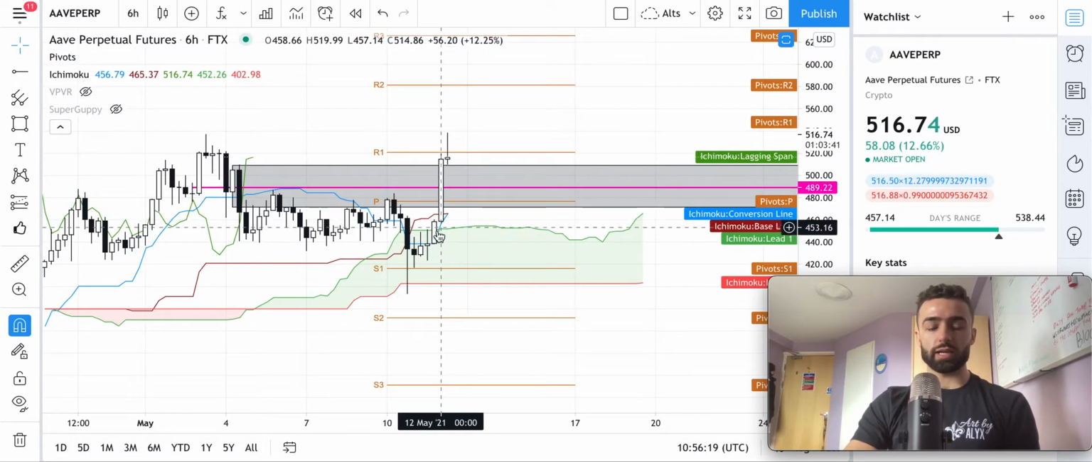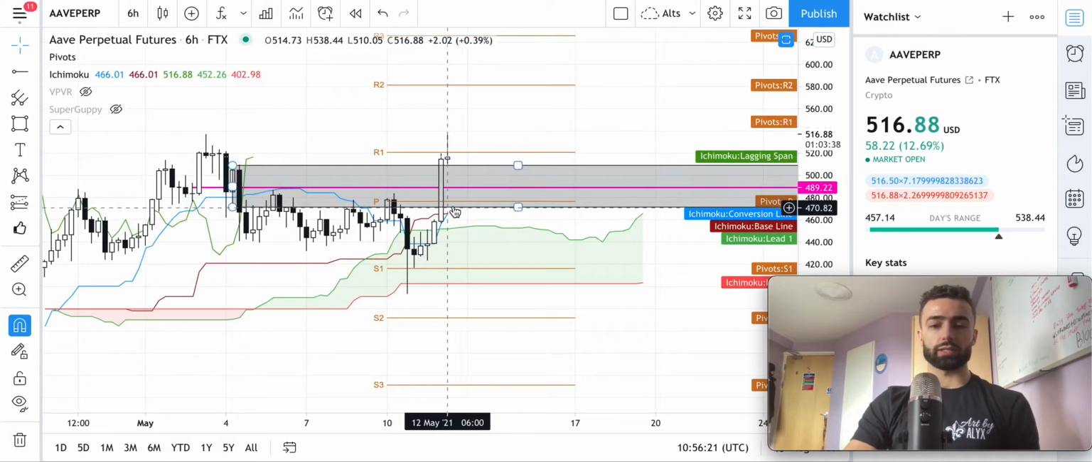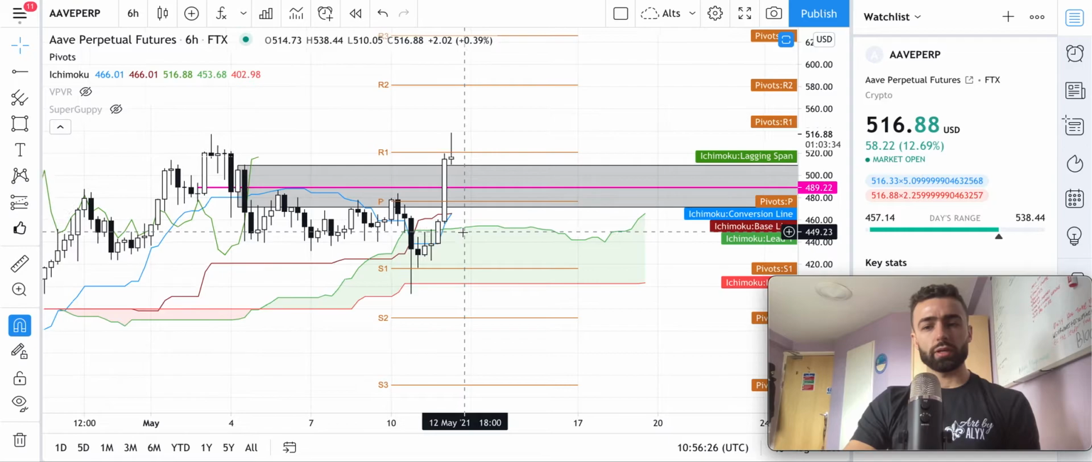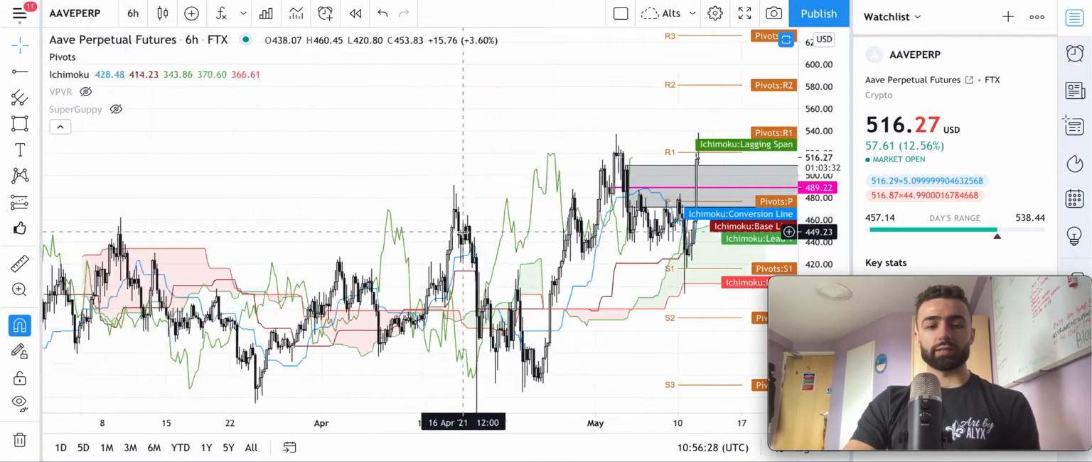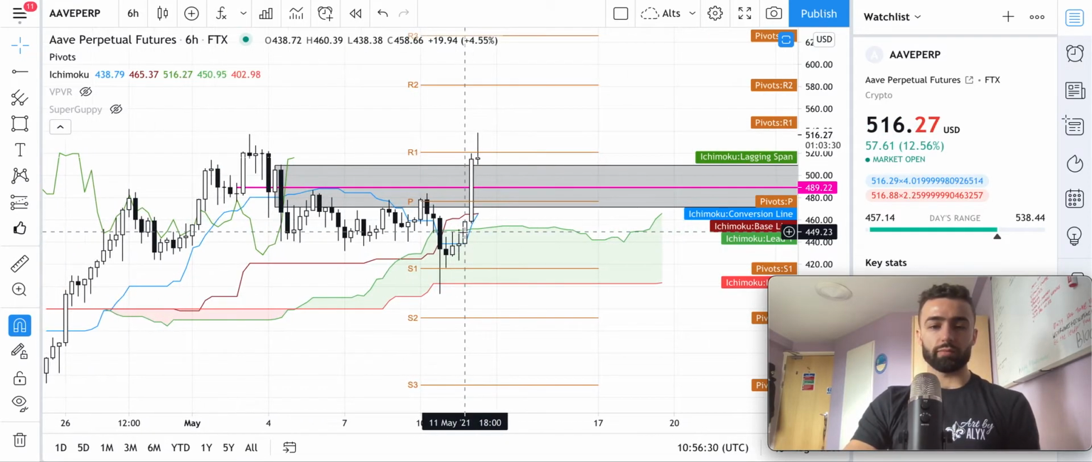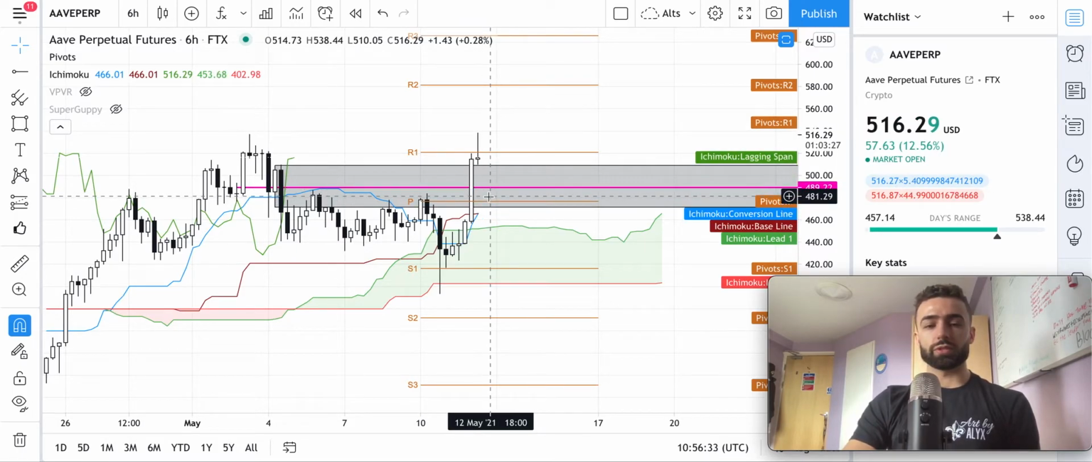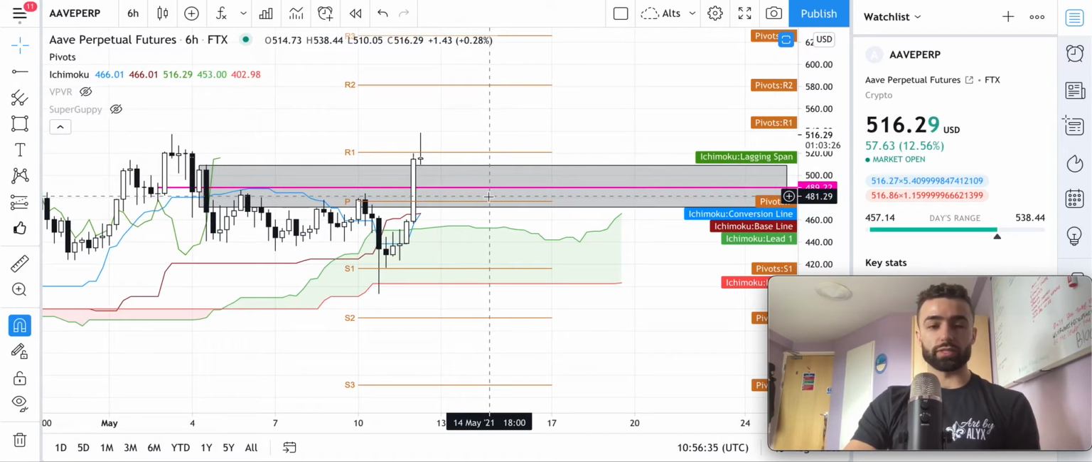And you can see that the Tenkan and the Kijun are getting ready to cross above the cloud bullishly again here on the 6-hour time frame. So that is once again the same exact signal that we saw on the daily time frame, but now it's on the 6-hour. So that will be good for the bulls for continuation as well.